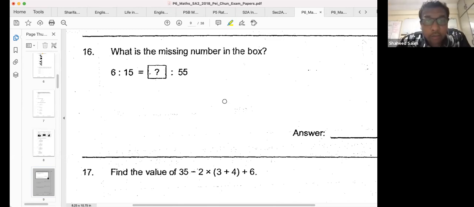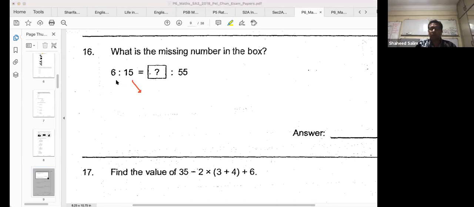If you cannot change 15 to 55, reduce them first. Bring to lowest terms, then you can do it. Bring to lowest terms first. This one actually we did in the Tampines classroom, no? Bring to lowest terms. You get something over something. Then after that, from here you times. Then you can times. Let us see now.